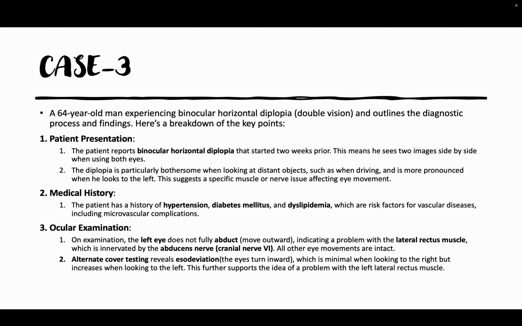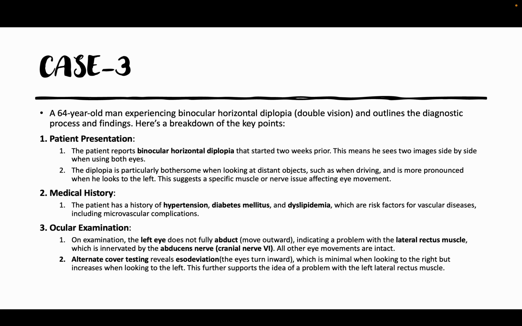So a 64-year-old male experiencing binocular horizontal diplopia. The patient reported binocular horizontal diplopia that started 2 weeks prior. This means he sees two images side by side when using both eyes. The diplopia is particularly bothersome when looking at distant objects, as when driving, and is more pronounced when he looks to the left. So by this you can tell.